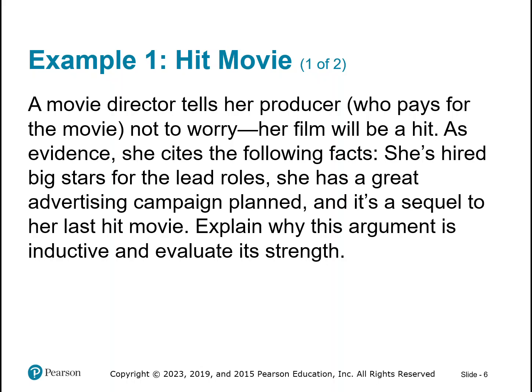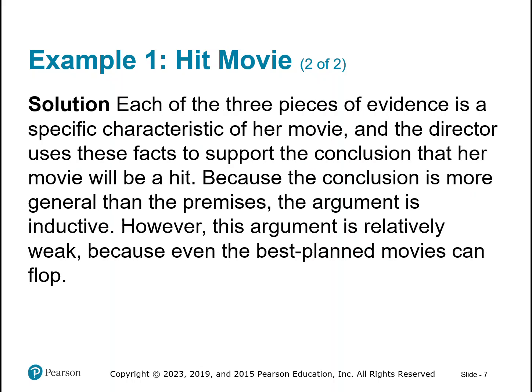But why is it inductive? Each of the three pieces of evidence is a specific characteristic of her movie, and the director uses these facts to support the conclusion, right? I got big names. I got this advertising campaign. My first one was a hit. But the conclusion is more general than the premises, right? The premises are this happened, this happened, this happened. I think probably in the future this is going to happen. But it's relatively weak because, as I mentioned, even the best planned movies can flop.